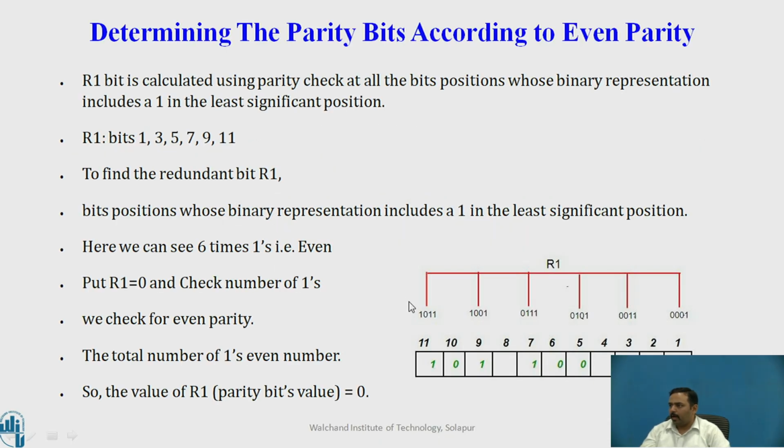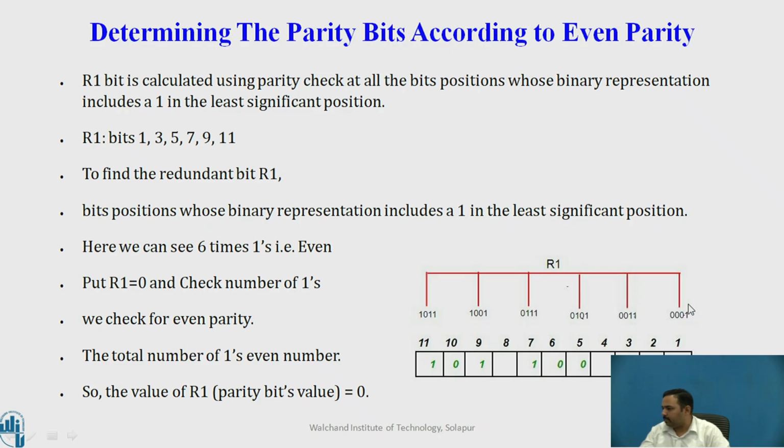Now, determining the parity bits. We have to put parity bits at the places of R1, R2, R4, R8. The R1 bit is calculated using parity check over all the bit positions whose binary representation includes 1 in the least significant position. R1 covers the set 1, 3, 5, 7, 9, 11.